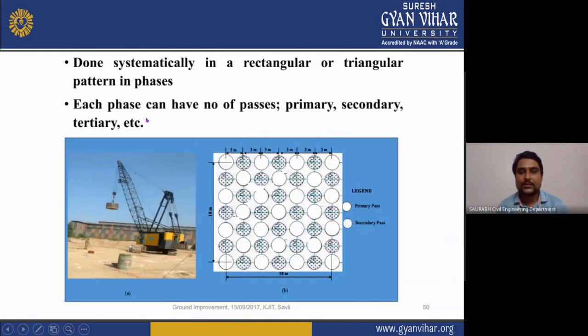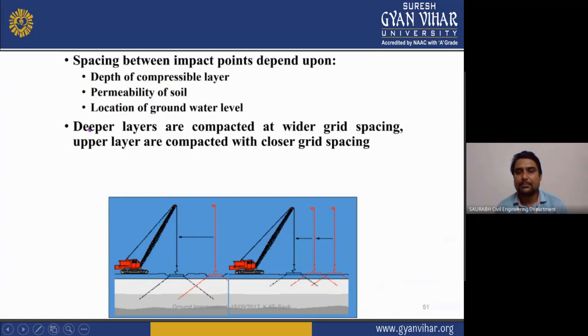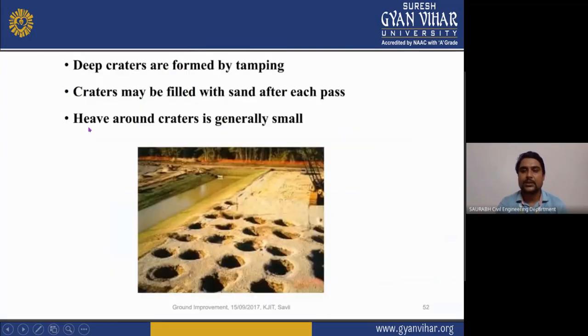It is done systematically in a rectangular or triangular pattern in phases. As you can see, this is the pattern for how to drop the weight of the crane. Each phase can have passes, primary, secondary, and tertiary. Spacing between impact points depends upon the depth of the compressible layer, permeability of the soil, and location of the groundwater level. Deeper layers are compacted at a wider grid spacing. Upper layers are compacted with a closer grid spacing.